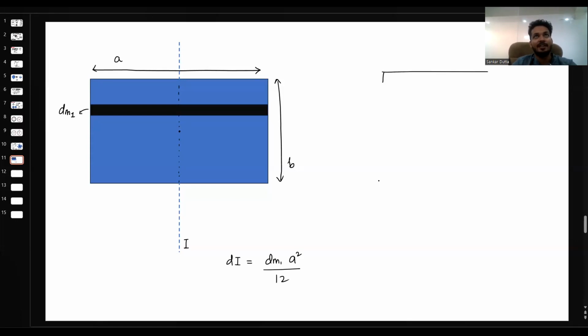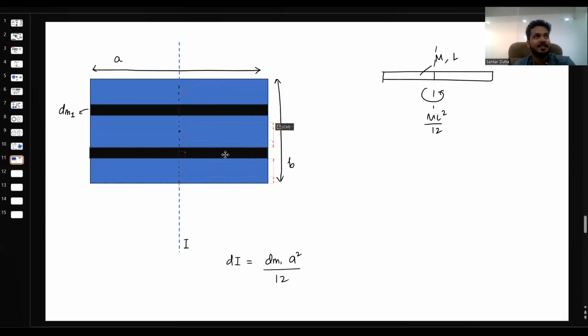Yes, because if you have a uniform rod of mass m and length l and you rotate it about the center, it is ml squared by 12. So consider a small black strip like this whose mass is dm1, length is a. So its moment of inertia would be dm1 into a squared by 12. Yes or no? Yes, sir. Okay, now let's take another mass somewhere at the bottom. Let's say this is dm2. What is the length of this mass? Well, A. So what will be its moment of inertia?